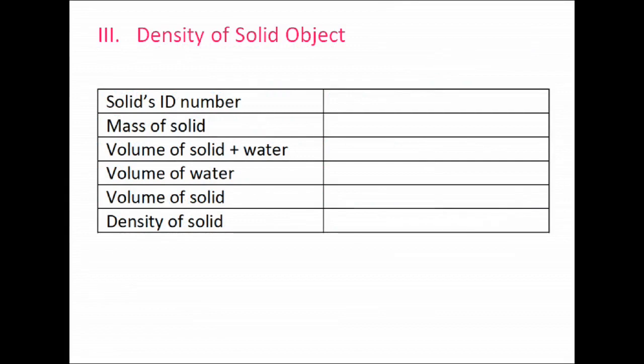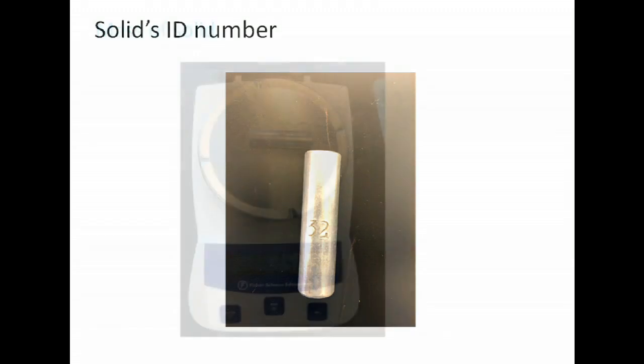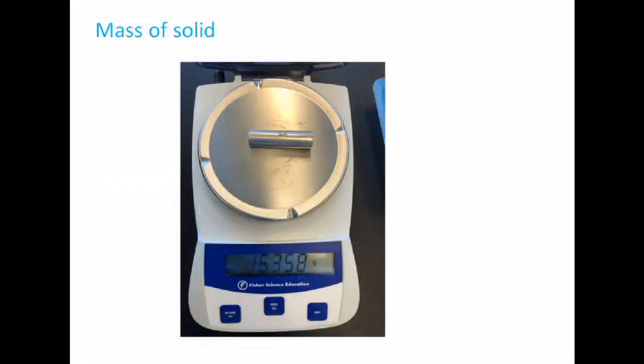Moving on to the last part of the experiment is finding the density of a solid object. You are going to fill in this table and then use that data to calculate the density of the solid. You may pause the video at each slide to record answers. First line is a solid ID number. For this experiment, it is going to be 32. Next, you record the mass of the solid.